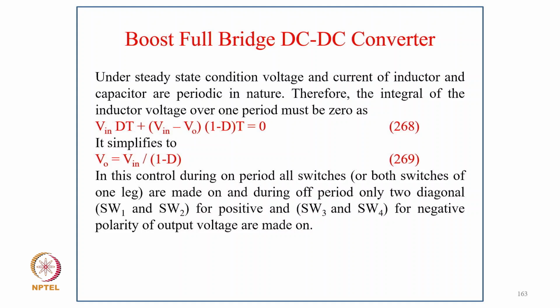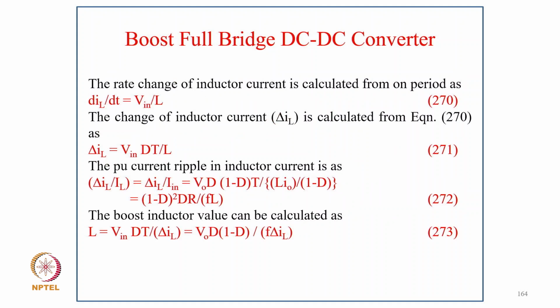therefore the integral of the inductor voltage over one period must be Vin into D plus (Vin minus VO) into (1 minus D)T equal to 0, simplified to VO equal to Vin by (1 minus D). During the on period, all switches are on, and during the off period only two diagonal switches are on: S1 S2 for positive and S3 S4 for negative polarity of output voltage.